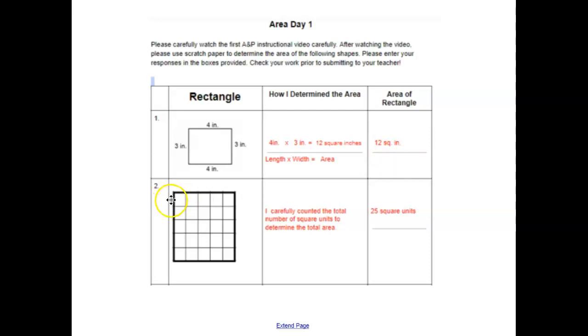There will also be some rectangles that aren't labeled, but actually have the square units inside them. So for these ones, you can determine the length and the width, or you can just carefully count all of the square units, because we know the area is the total number of square units that fit on a rectangle. So for this one, it says, how did I determine the area? I just said I carefully counted the total number of square units to determine the total area. And I found out that there were 25 square units on this rectangle. So the amount of space covered by the rectangle was 25 square units.